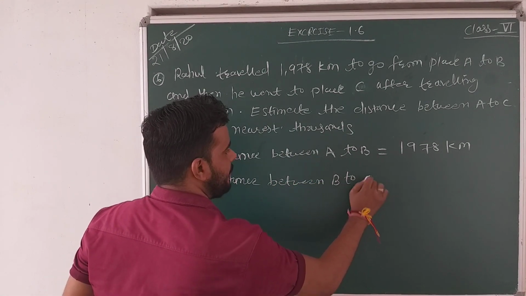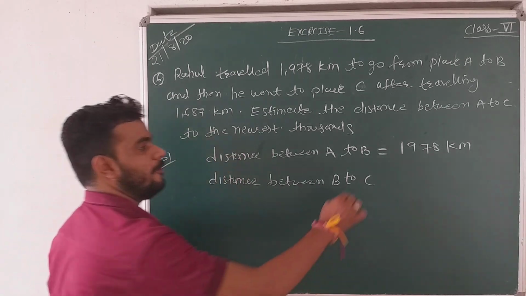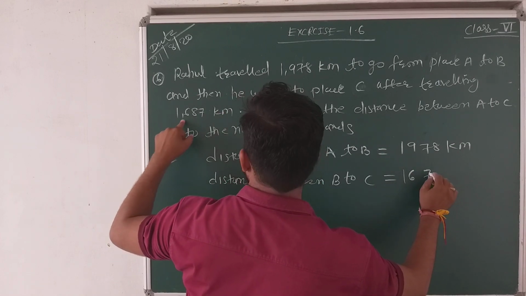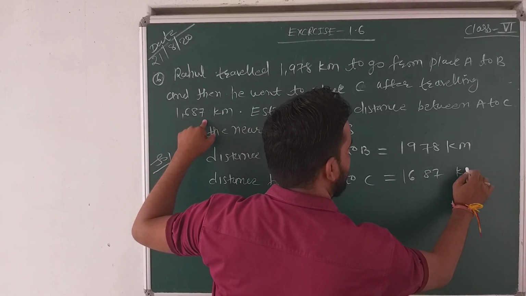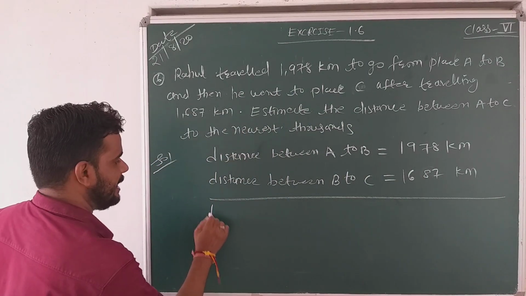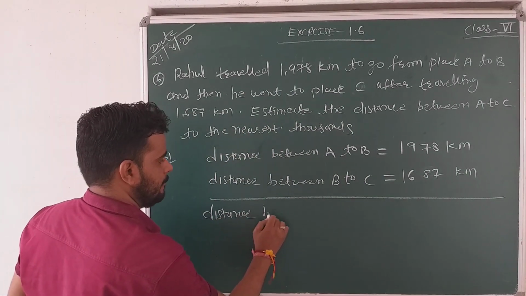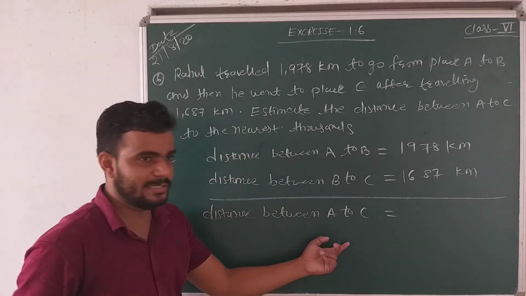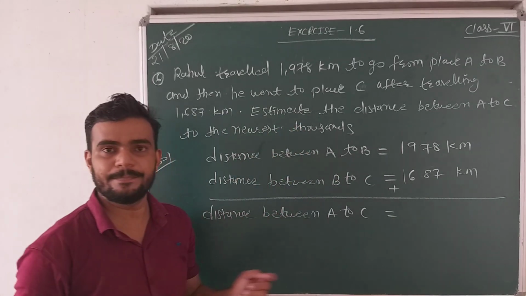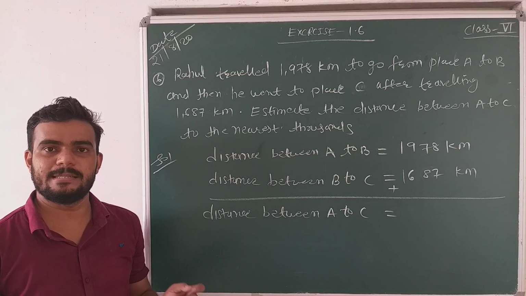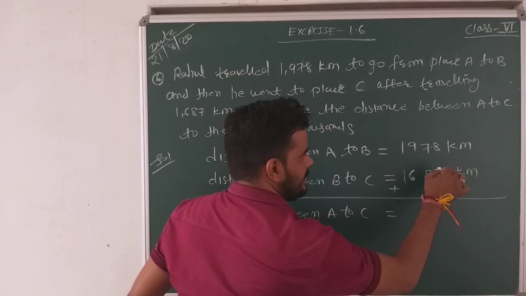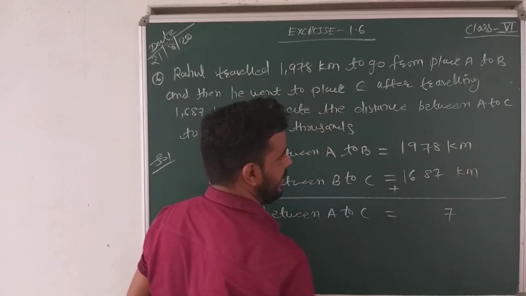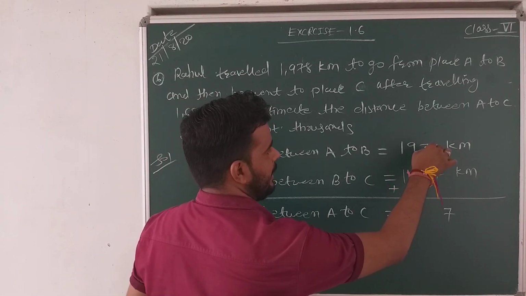And what is the distance between B to C? He first came to B, then from B he went to C. What is the distance between B to C, Siddhi? Yes, 1687 kilometers. So the question is asking about the total distance from A to C, so we have to add both of these. What is the result? Yes, 7 plus 8 plus 7, then 17. Sorry, 17 carry 1. Afterwards 8 and 7.